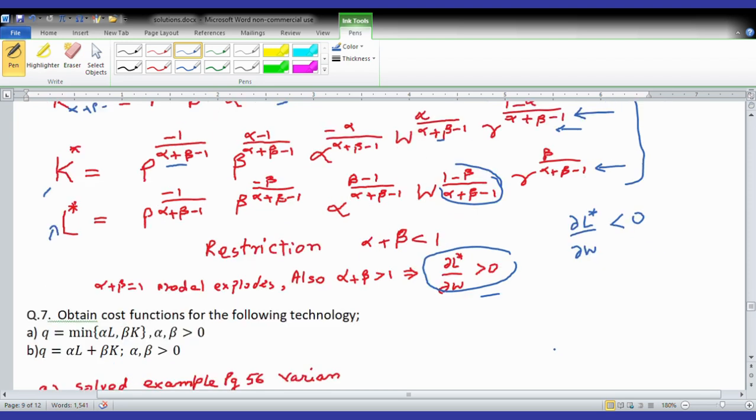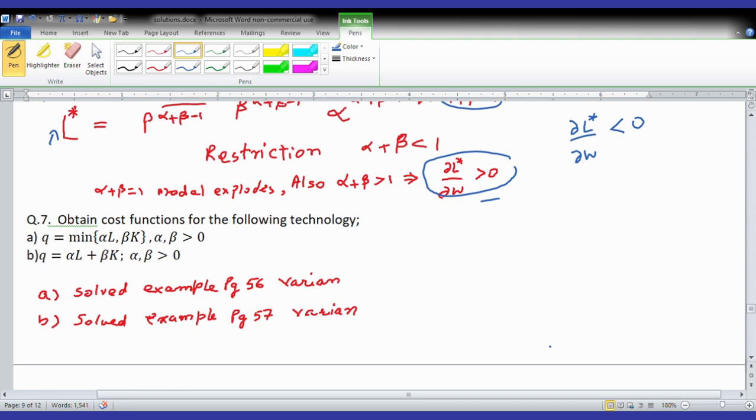Now, as far as this last question is concerned, I have already written it that this is a solved example on page 56 of Varian, and the solved example of this part B is the solved example in Varian on page 57. So that is something that you'll be able to see by yourself. So I hope that this might be of some help to you to understand these quiz problems as well as these homework problems.